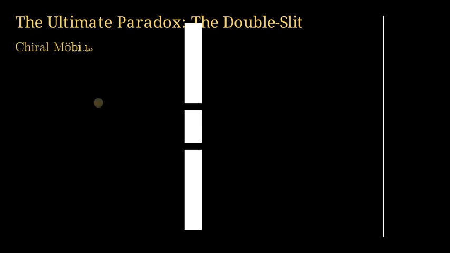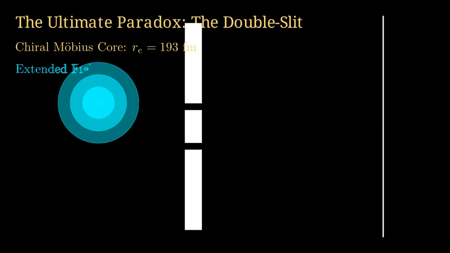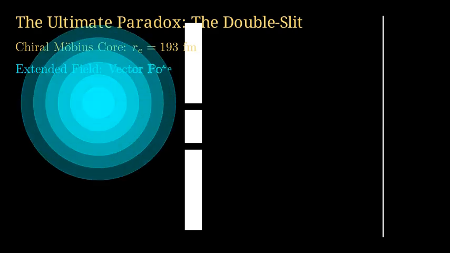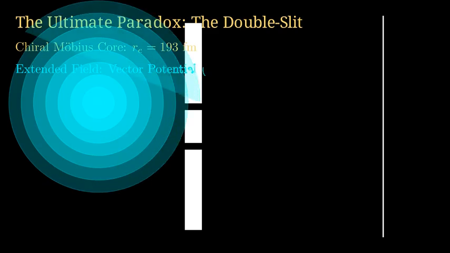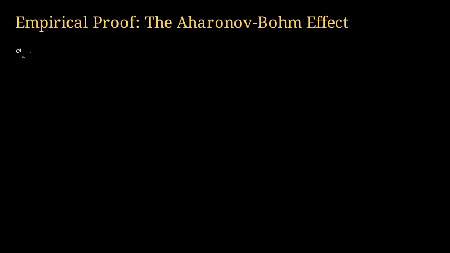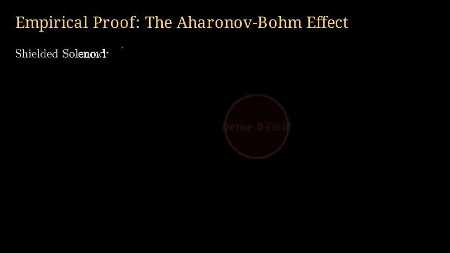The electron is a chiral Möbius loop with an exact physical radius of 193 femtometers. It is strictly localized. It can only physically pass through a single slit. However, its macroscopic electromagnetic field, the vector potential, extends infinitely outward. Is this vector potential physically real? The Aharonov-Bohm experiment proves it is.